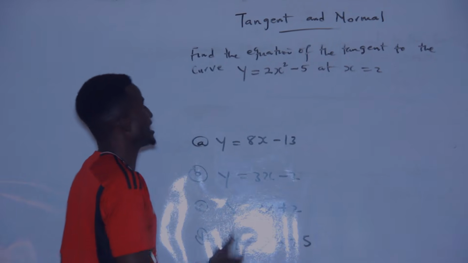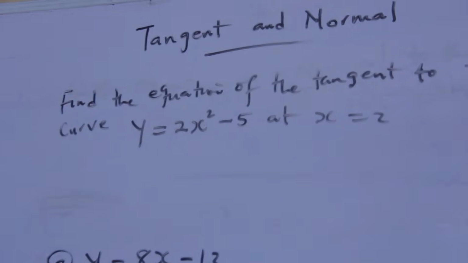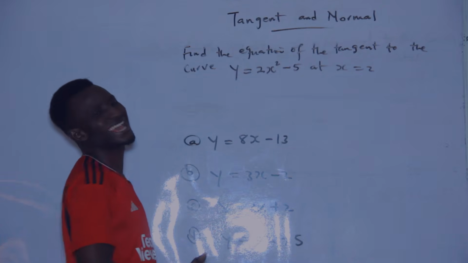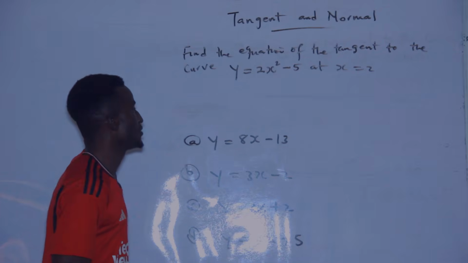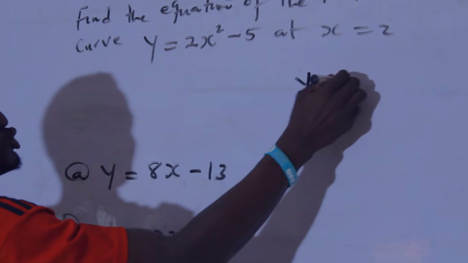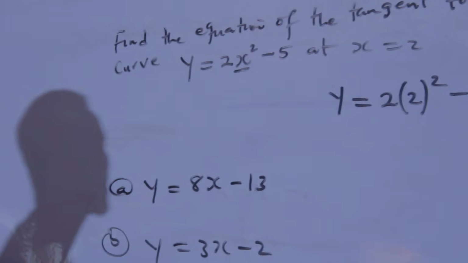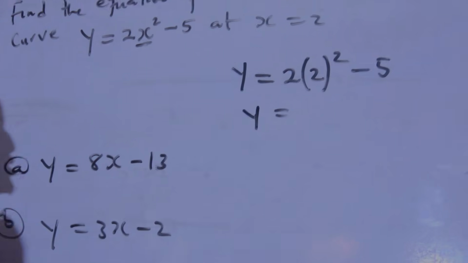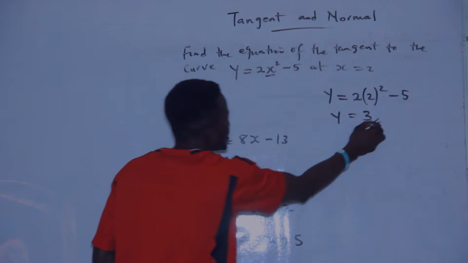In this one, we are asked to find the equation of the tangent to the curve y equals 2x squared minus 5. How are we going to do this? They said at x equals 2. The same way we did the first one for the equation of the normal, we are going to insert the value of 2 into this. So y is equal to 2 into bracket 2 raised to power 2 minus 5. You substitute the value of x at the place of x here. So your y is equal to 2 squared is 4, times 2, that's 8, minus 5. You have this to be equal to 3. So your y here is equal to 3.